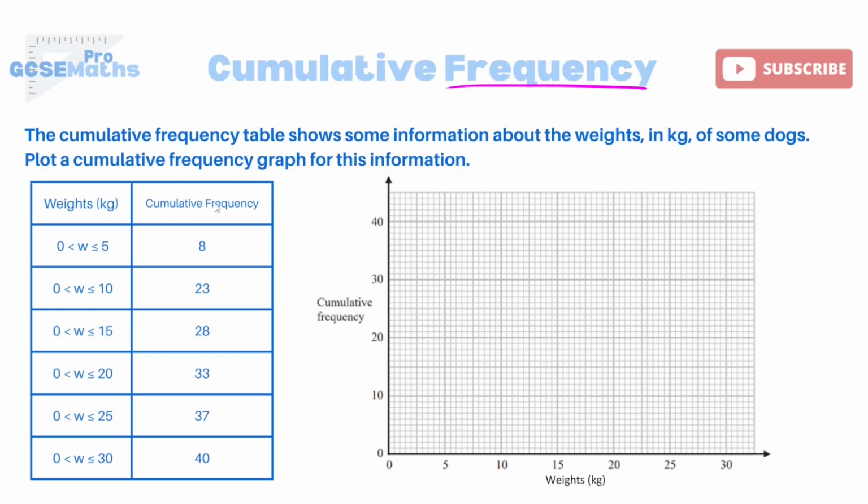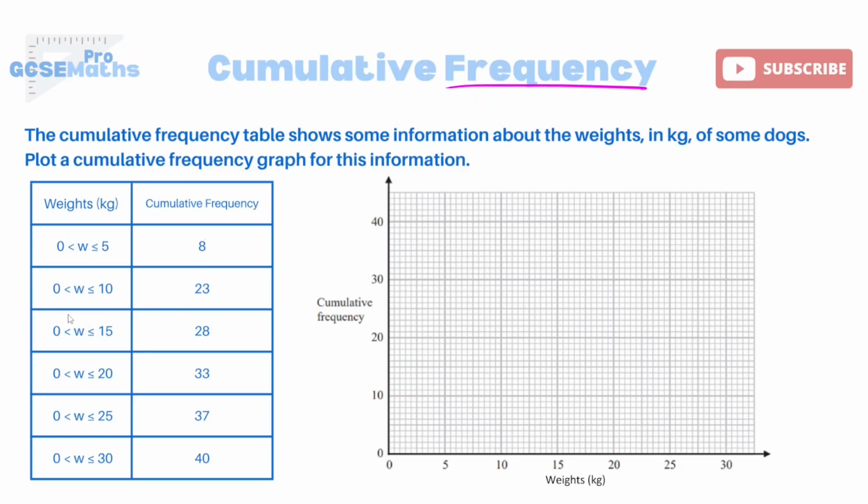So the cumulative part would make more sense when we look at this left-hand column of the table. The weights, we've got obviously W refers to weight, right? So we're saying for the first row, the weight is between 0 and 5 kilos. And we're saying, well, how many dogs weigh between 0 and 5 kilos? Well, that's 8 dogs. The frequency is 8.